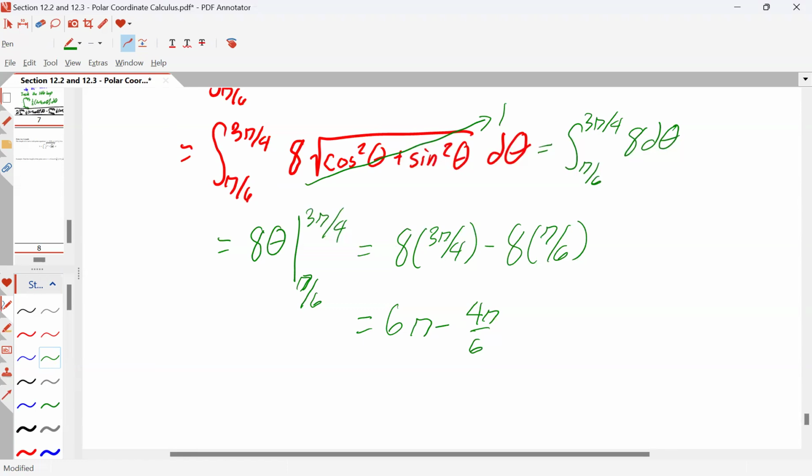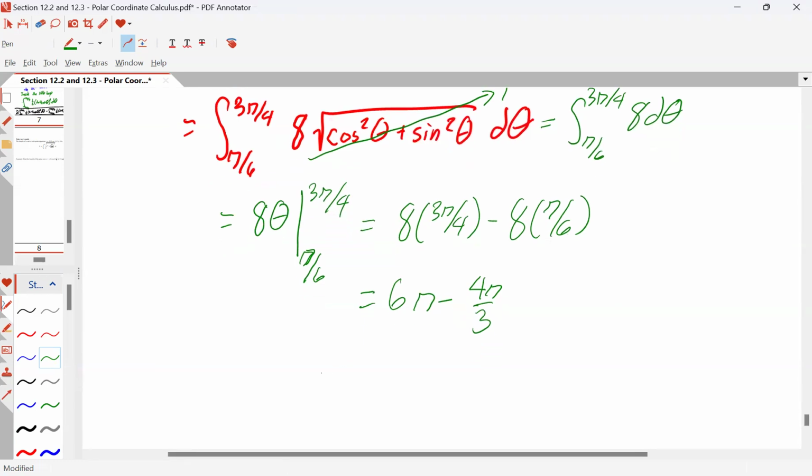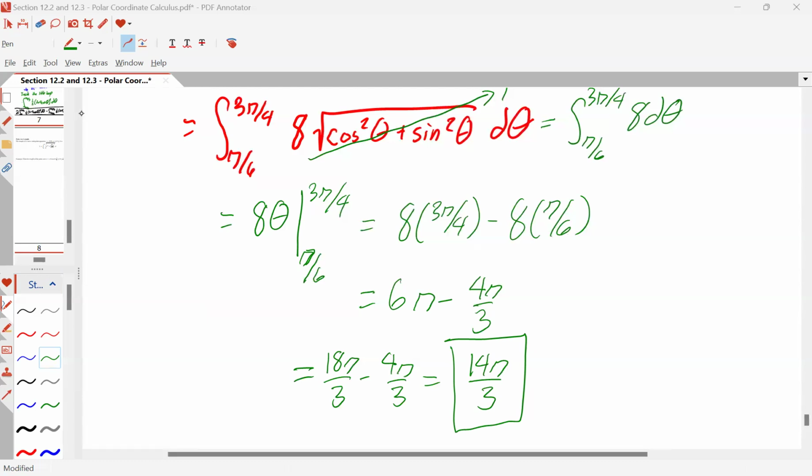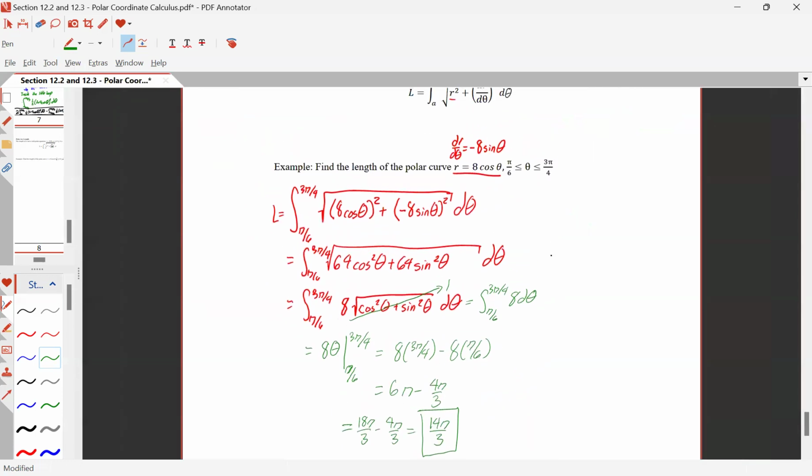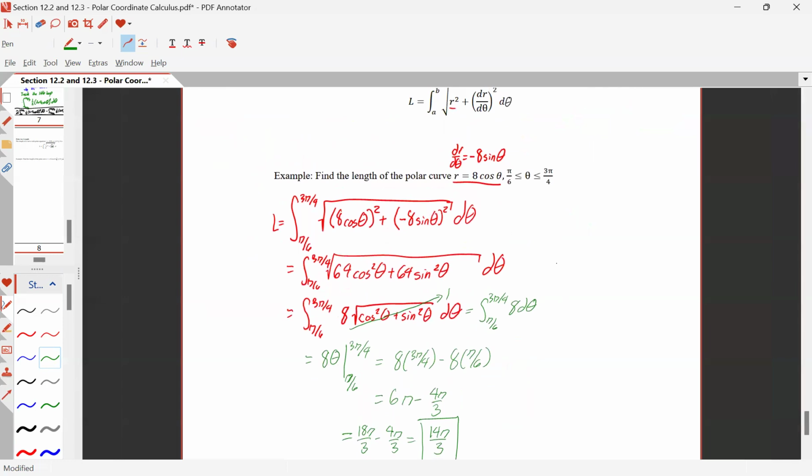So 6 pi minus 4 pi over 3, since 8 divided by 6 is 4/3. Combining these into one fraction, we have 18 pi over 3 minus 4 pi over 3 with a common denominator, giving 14 pi over 3. And there is our example of using the arc length formula to find the arc length of a polar curve.